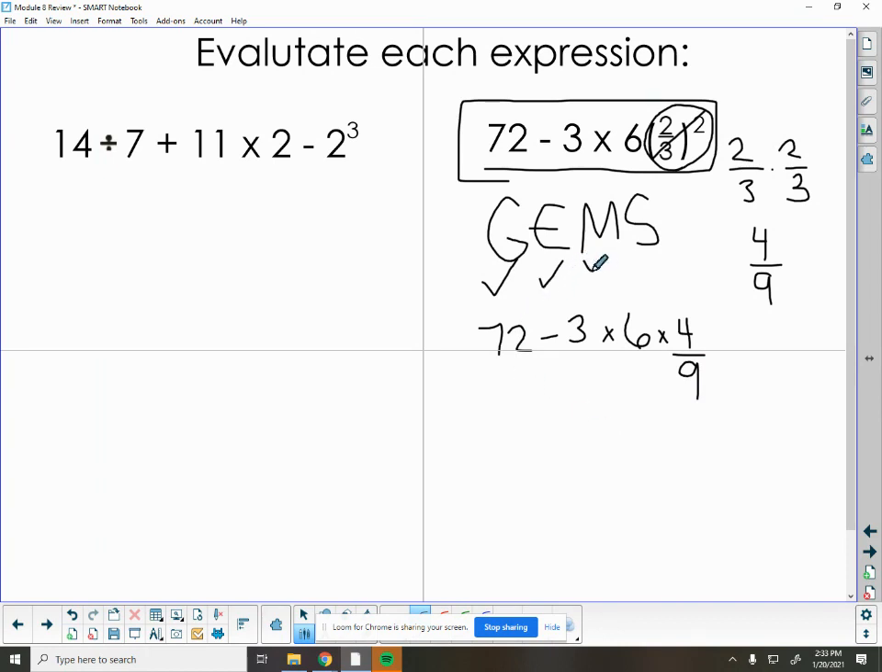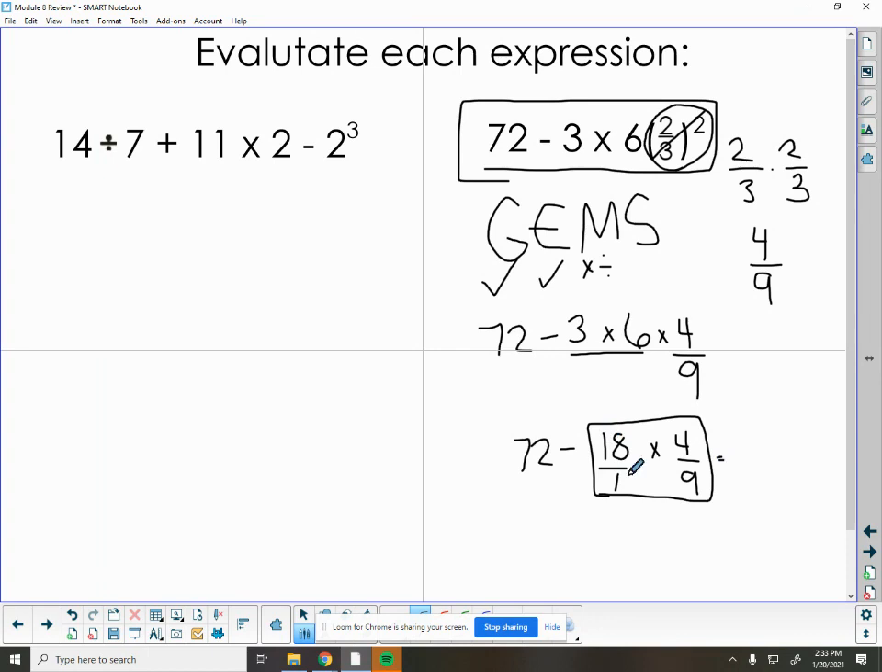So we're going to look for multiply or divide here. So we've got subtract, multiply. So we're going to do 3 times 6 is 18. And we're bringing everything else down. So times by 4/9. So we are still looking for multiply and divide. So we still have a subtract here, but here we have a multiply. So we want to do this problem next. So we're going to put 18 over 1.